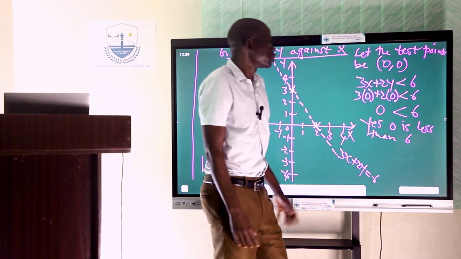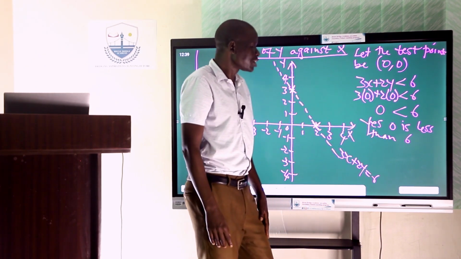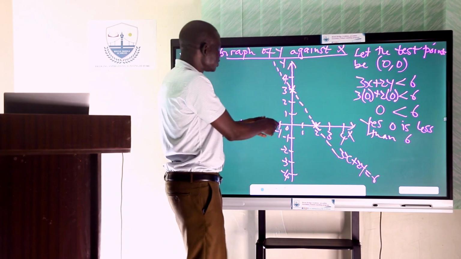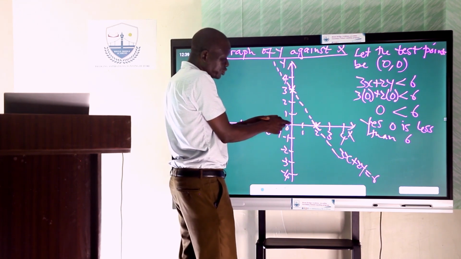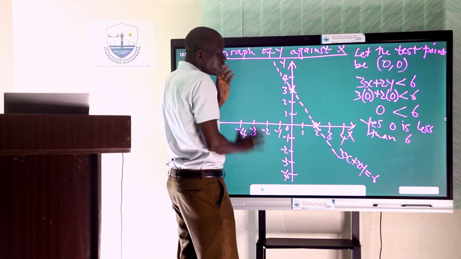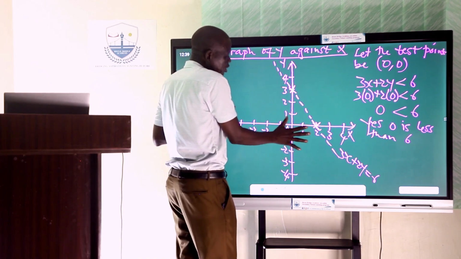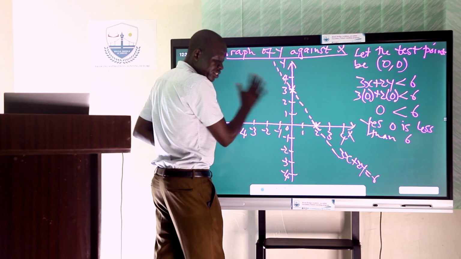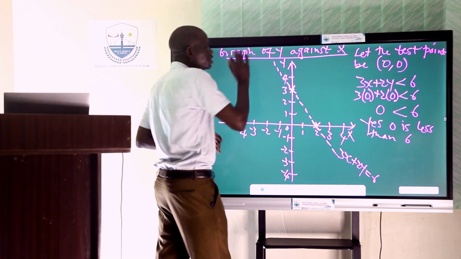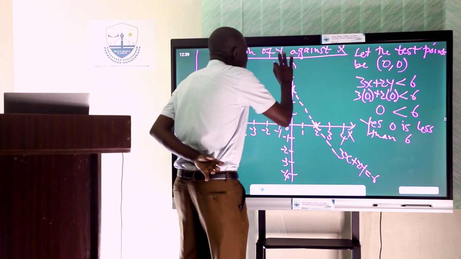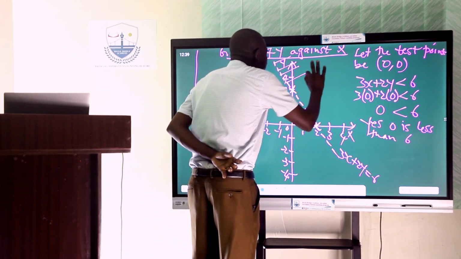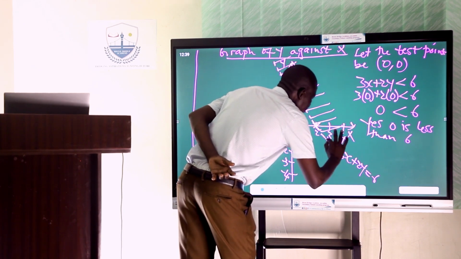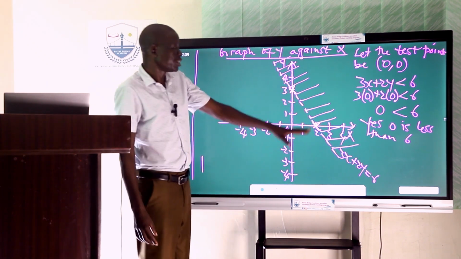Since 0 is less than 6, it means that the inequality satisfies the region. So this area where we chose the point satisfies the inequality. So the whole of this region here, on the left of this dotted line, is wanted. If it is wanted, it means the region behind is unwanted. Then you now shade the unwanted region. So this is the unwanted region, and this is how we shade it. So this becomes the answer.